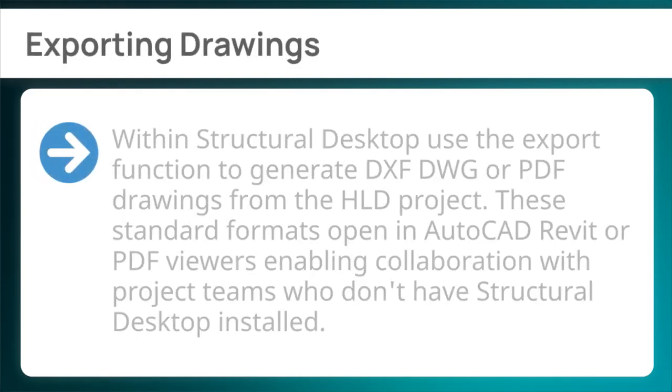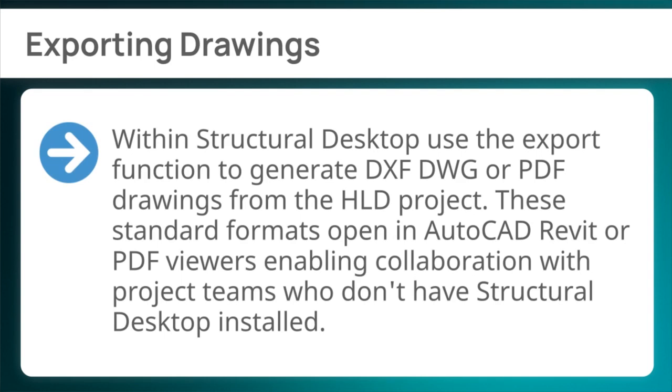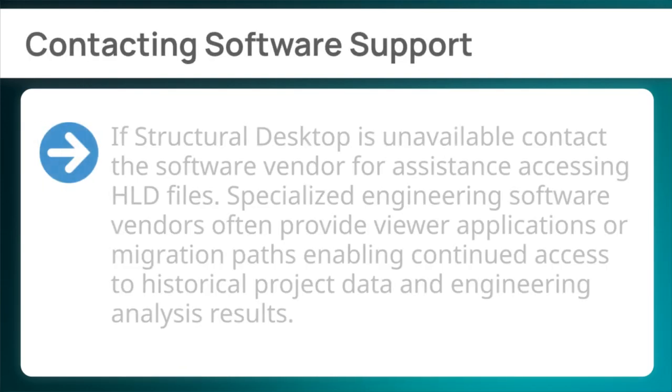Next, exporting drawings. Within Structural Desktop, use the export function to generate DXF, DWG, or PDF drawings from the HLD project. These standard formats open in AutoCAD, Revit, or PDF viewers, enabling collaboration with project teams who don't have Structural Desktop installed. Finally, contacting software support.